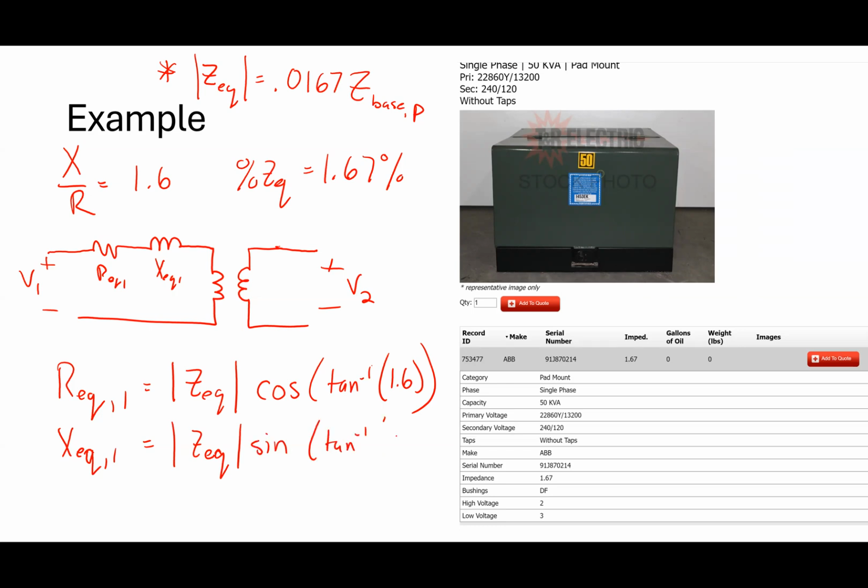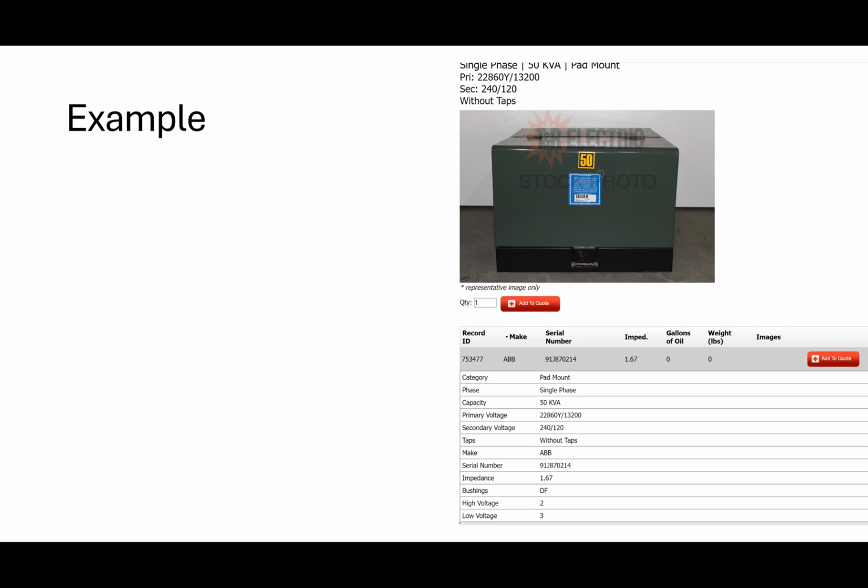And inverse tan of 1.6. So in this case, if I do this on the primary side, I get that REQ1 is equal to 30.8439 ohms. And I get that XEQ1 is 49.3502 ohms. Like that.